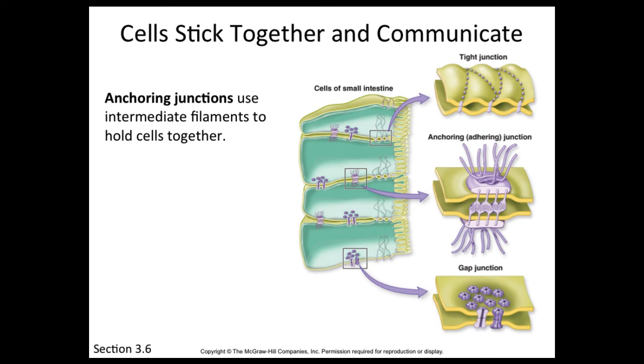And then anchoring junctions, those are unique because those tie cells together, but it allows there to be some space between them. So it's not like a tight junction where they're very closely touching, but it's also not like a gap junction where it's a tunnel. So these are three different ways in which animal cells can stick together and communicate.